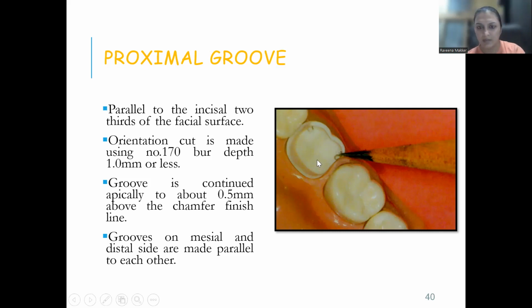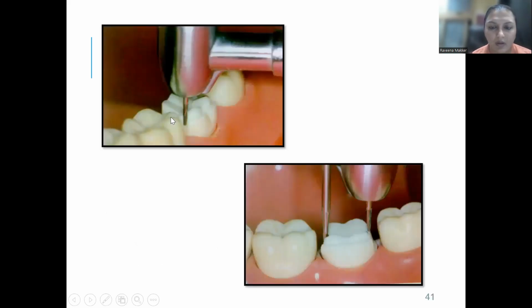As we had seen in the previous preparation, these proximal grooves are always made parallel to each other, and they are about 1 mm deep. As you can see, this burr is used to create the proximal grooves on either side, and you can see the parallelism between the grooves.